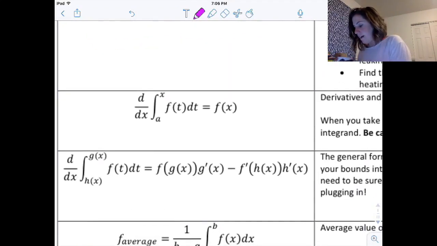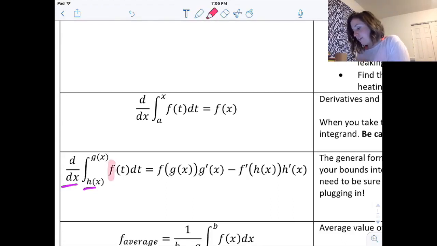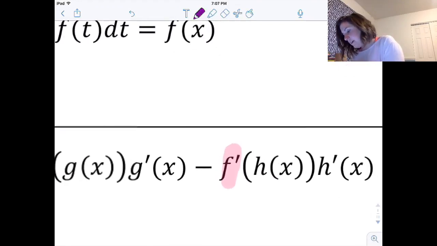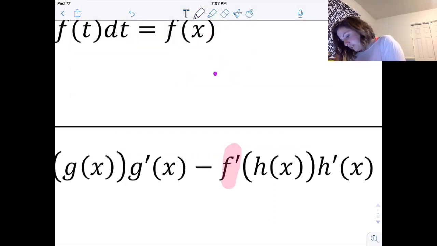Derivatives of integrals: remember that those are inverse functions. That's why the fundamental theorem is so powerful. It relates the derivative to the integral, and this is a major part of that. If I take the derivative of an integral, those are inverses, they undo each other. So if I'm starting with a function f, that's what is in my answer. Right here, this should actually be just f, not f prime.